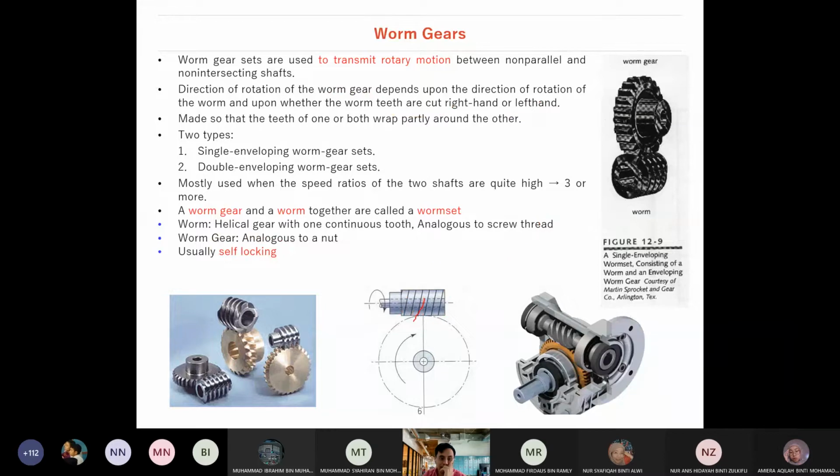If you look at this statement, it says a worm gear and a worm together are called a worm set. This is the worm gear, this is the worm, and together we call it a worm set. I think this is straightforward, no big issue. Let's go to the next slide.